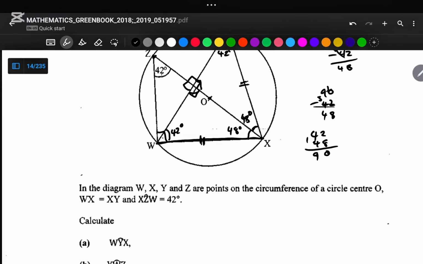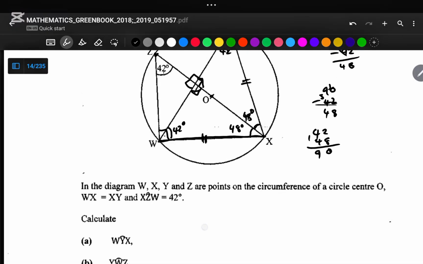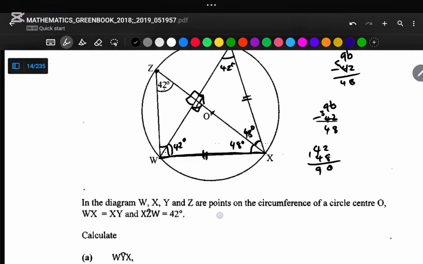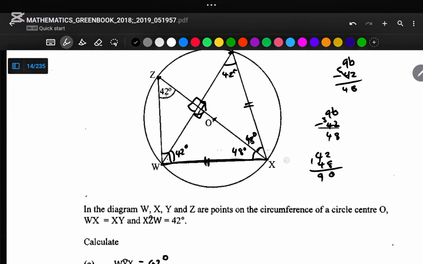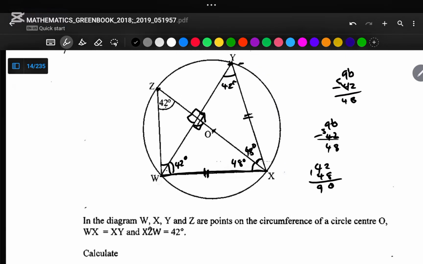And we were required to calculate WYX. So what is WYX? WYX is equal to 42 degrees. And then YWZ is Y here, WZ. So YWZ is 90 minus 42. So we subtract 42 from 90, and it gives us 48. So here it's 48.